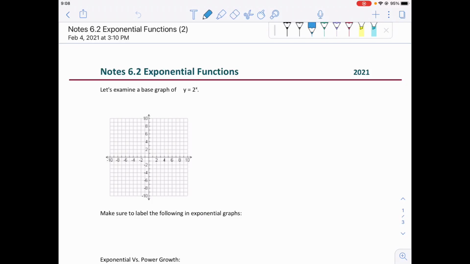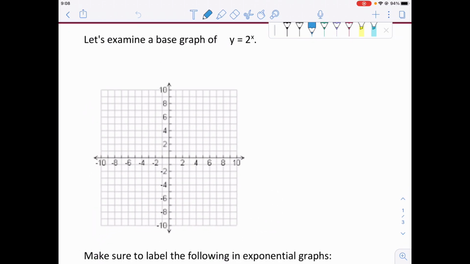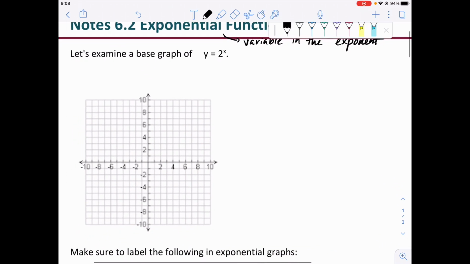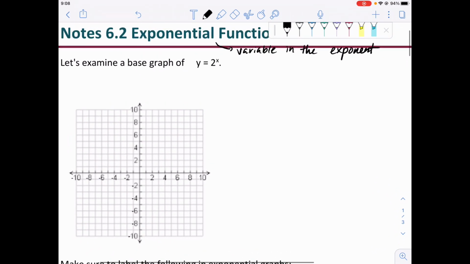In these notes, we're going to be looking at exponential functions. And so we're going to start with sort of a base graph, and we're going to look at the graph of y equals 2 to the x. So this is exponential because there is a variable in the exponent. This is different than our polynomials, which just had degrees. There's a difference here. So our exponent is the one that changes.